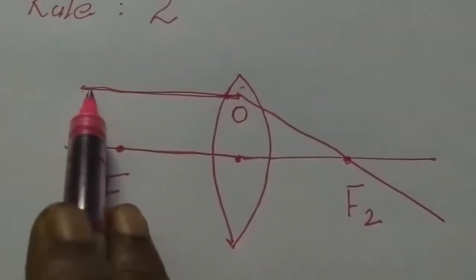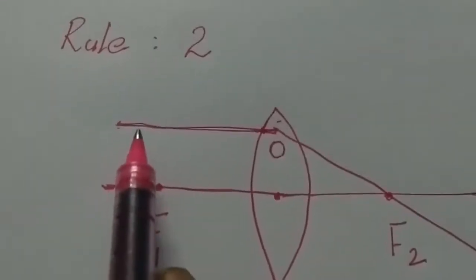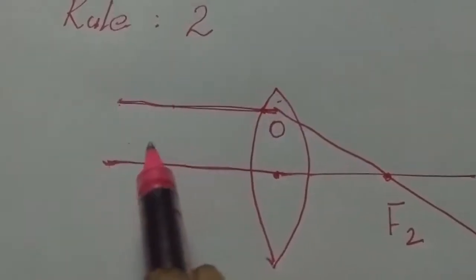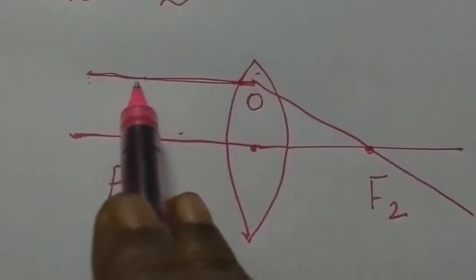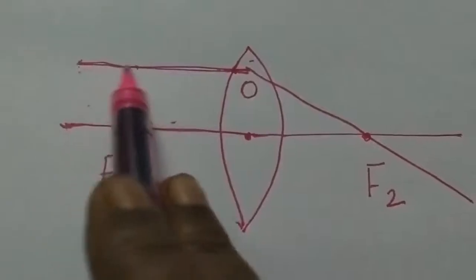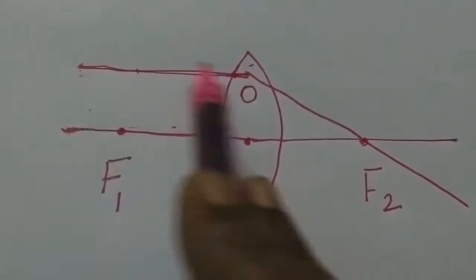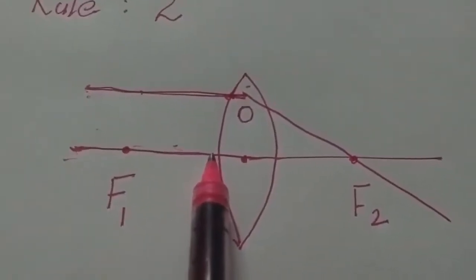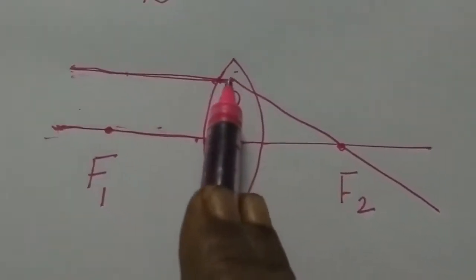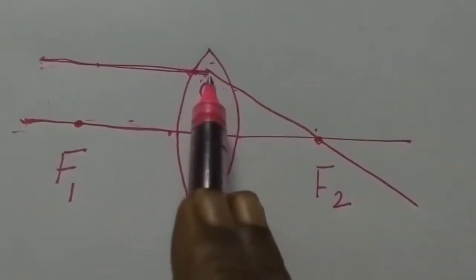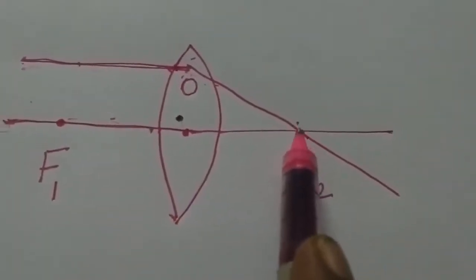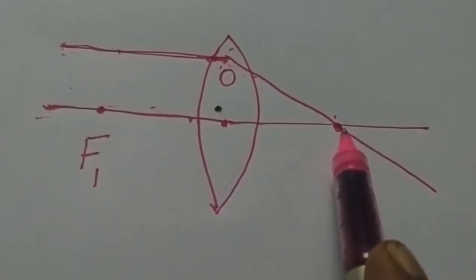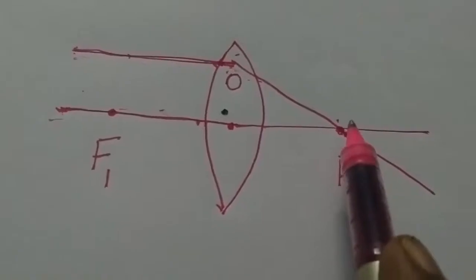So listen carefully. Rule 2. When a ray parallel to the principal axis, this is the ray we draw, and this line is parallel to the principal axis, strikes a convex lens, the refracted ray converges, meaning it meets at a point, at the principal focus.